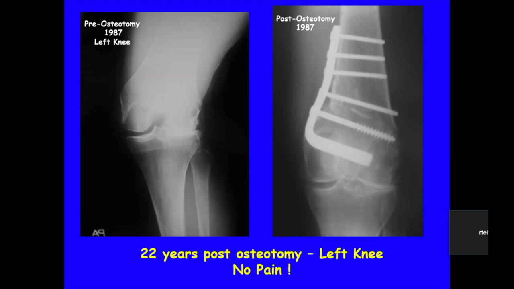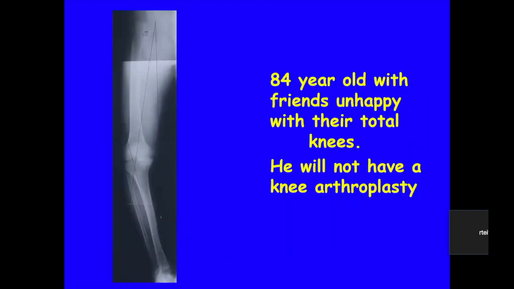She had a medial closing wedge osteotomy. For 22 years, she did all activities, including skiing, with no pain or discomfort. After 22 years, when she was, I think, 87, I did a lateral unicompartmental arthroplasty, which she was happy with.